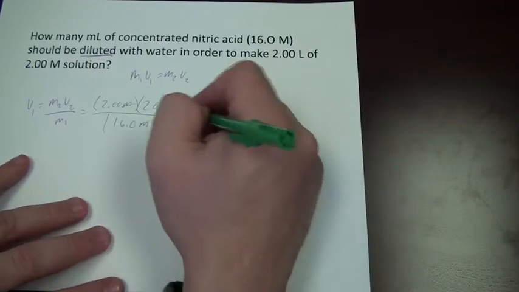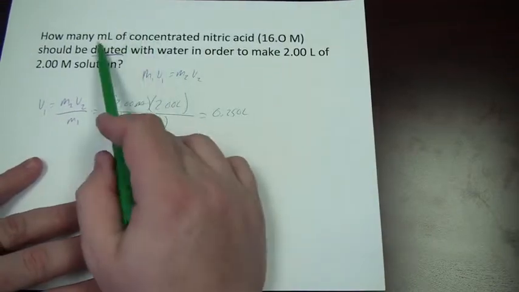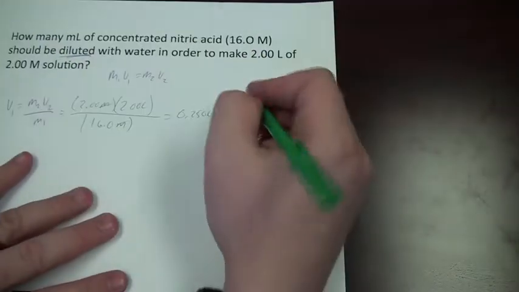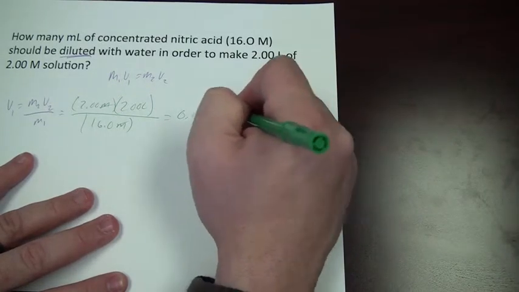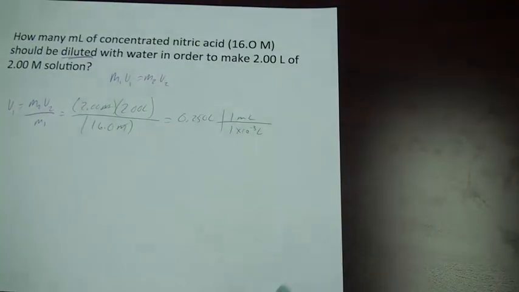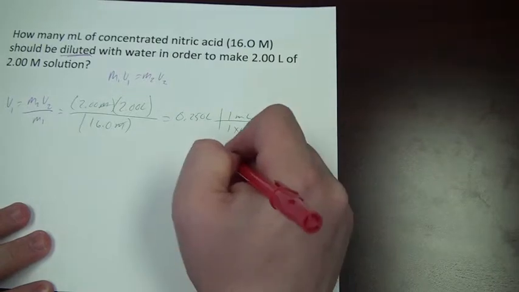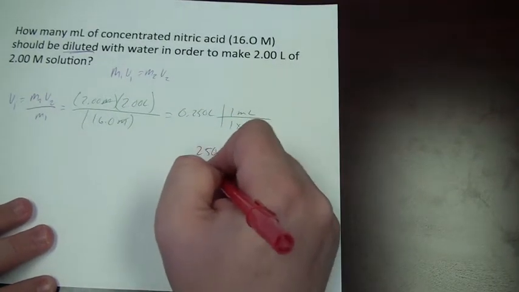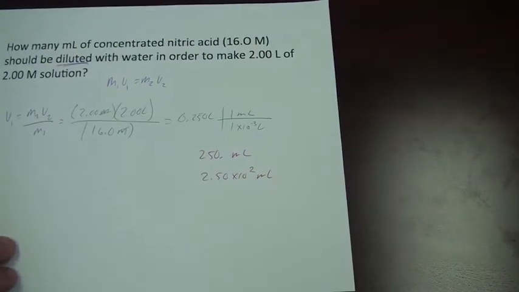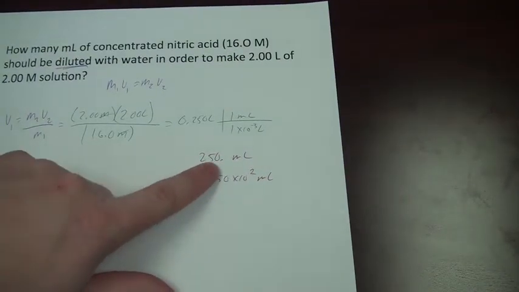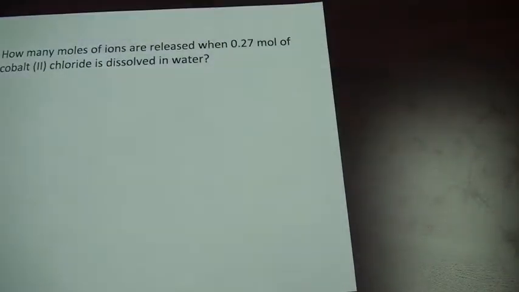We're left with liters. That's going to give us a value of 0.250 liters. We want the volume in milliliters, so we have to convert this. That 1 times 10 to the negative 3 liters gives us 1 milliliter, to give us a final volume of 250 milliliters, or 2.50 times 10 to the second milliliters. Either way, 3 significant digits, we can either use the decimal or, more appropriately, scientific notation.